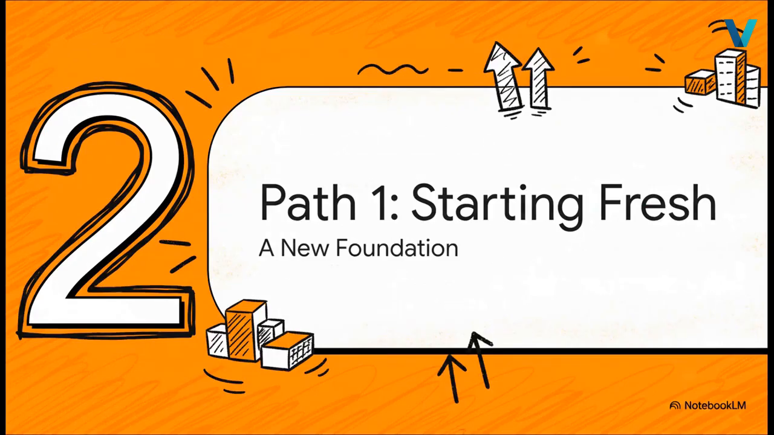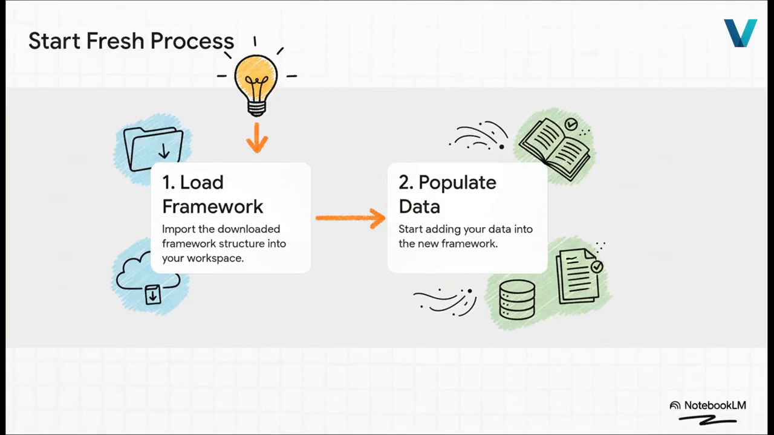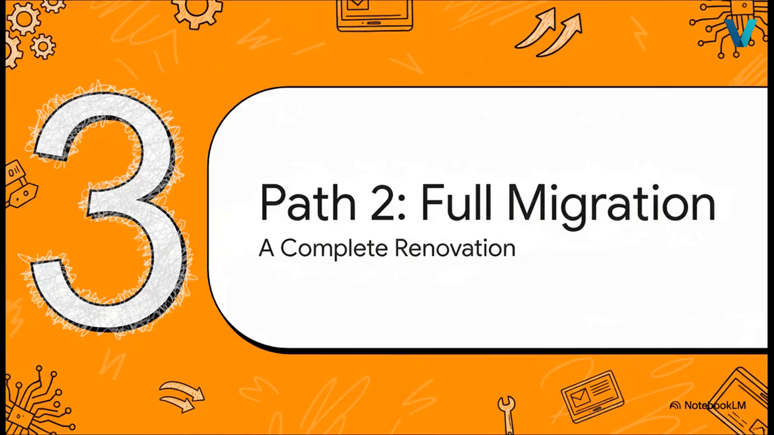First up, starting fresh. And it's exactly what it sounds like. This is your go-to option when you have a brand new project, a totally empty Vistalyn model. We're talking a true clean slate. And the process here? Oh, you're gonna love this. It is beautifully simple. It's just 2 steps. First, you load up your new framework. That sets up the whole structure. And second, you just start plugging in your data. That's it. Done.